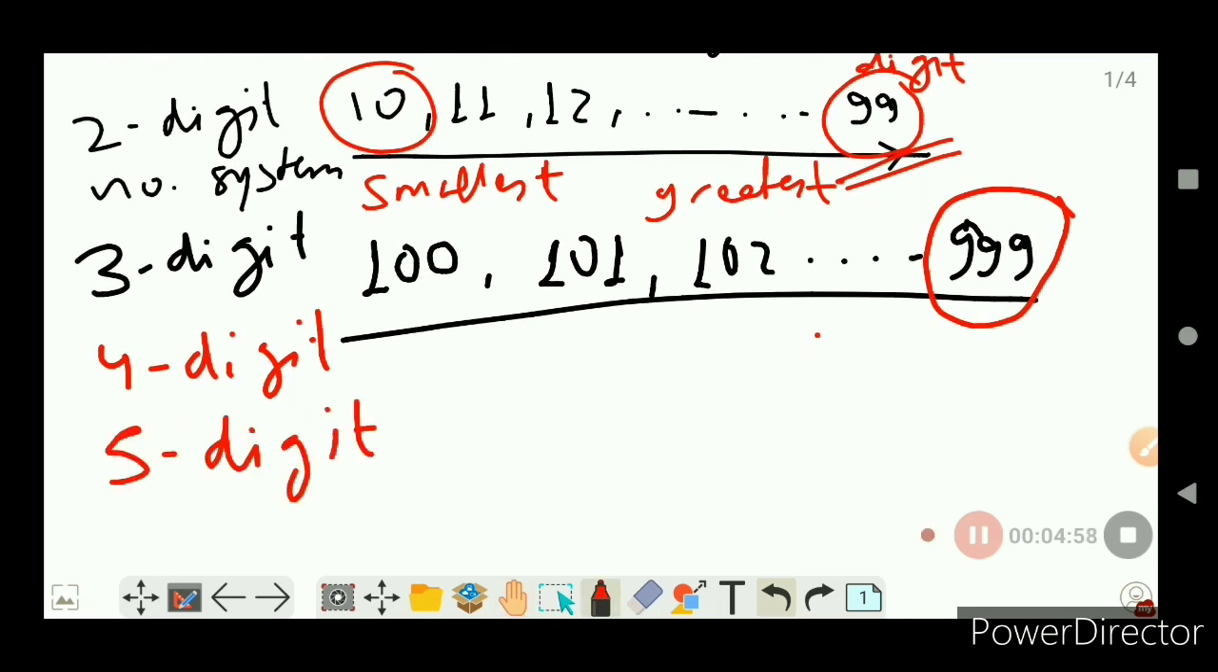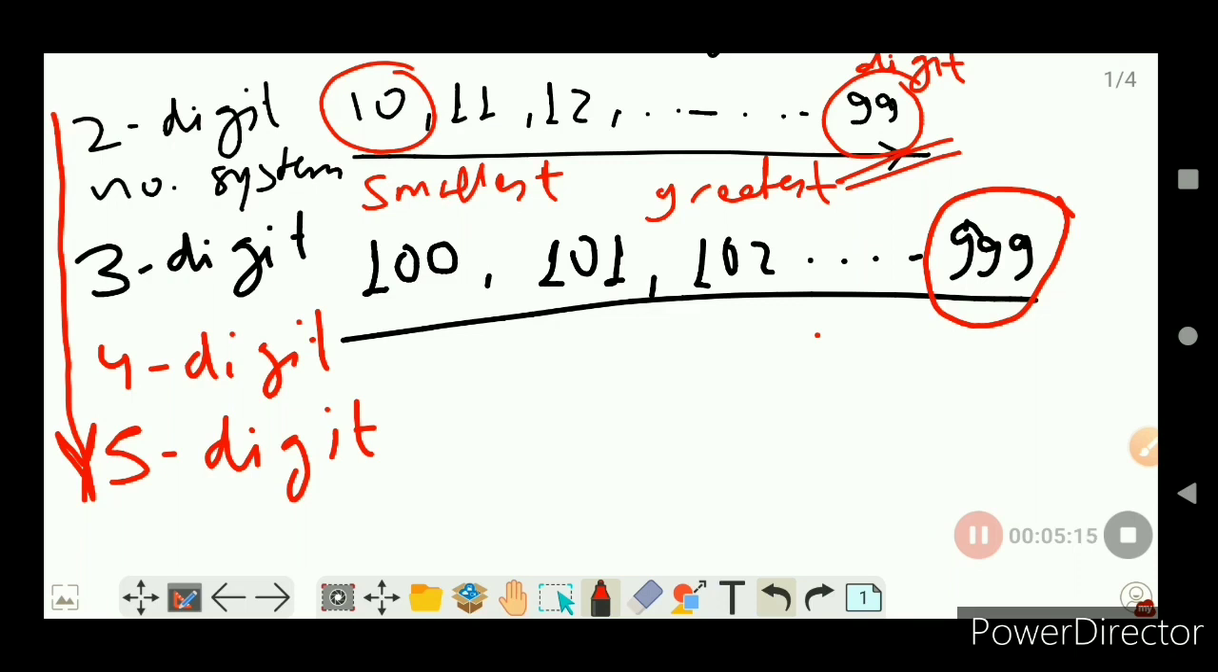Our digit system is increasing in order. First we had the 1-digit system, then the 2-digit number system, then the 3-digit number system, then the 4-digit number system, then the 5-digit number system. So it is increasing in order, right?